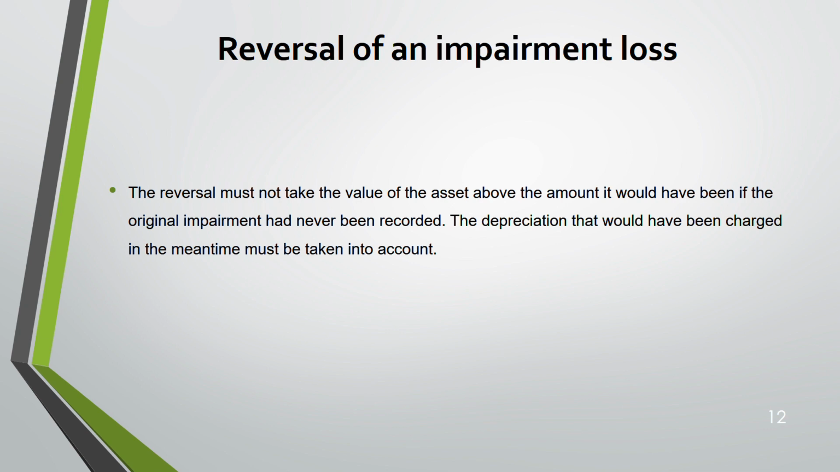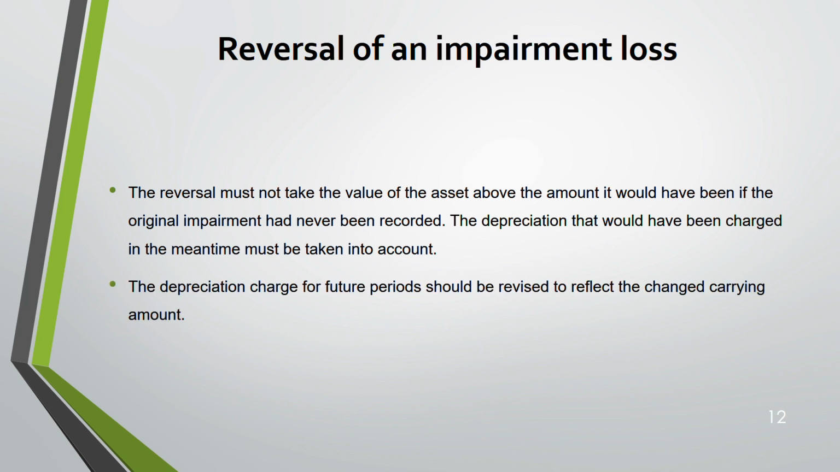Okay. And any depreciation that would have been charged in the meantime, you have to account for it. The depreciation charge for future periods should be revised to reflect the changed carrying amount. You have to change that also because now your carrying amount will change. When you reverse the impairment loss, the carrying amount will increase. So you have to charge depreciation accordingly.